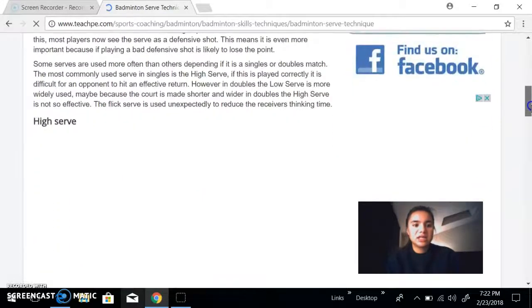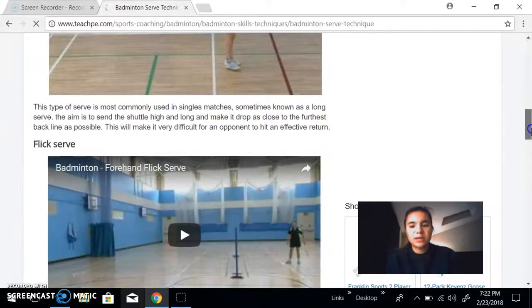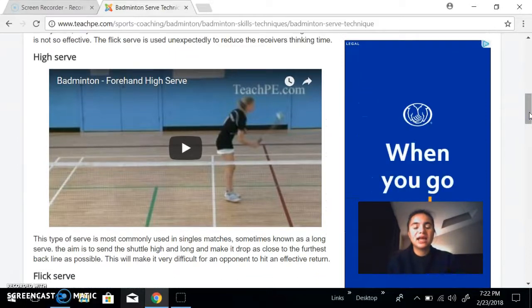And then it also has high serve and a flick serve, different types of serves that it has on here. Let's say I'm struggling with the high serve and we're working on that in class. This is really helpful because it gives a video. And videos are extremely good, especially for the visual learner, if you need more than just an explanation. This really helps you because you can see it, and you could just match what the person is doing in the video to what you're doing. Just match it how we do in class.